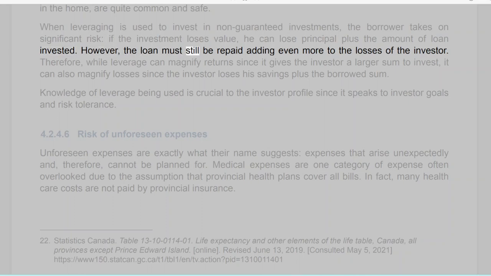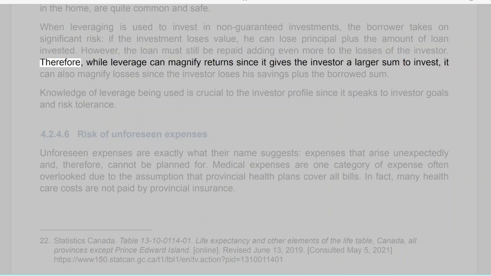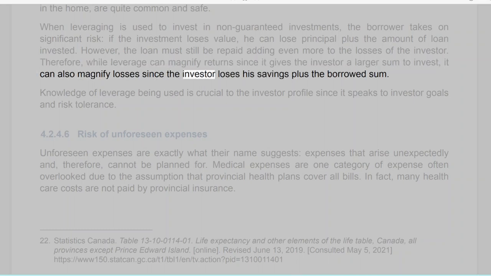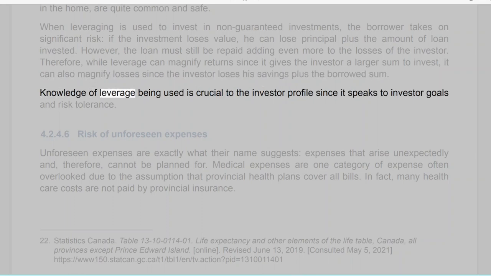However, the loan must still be repaid, adding even more to the losses of the investor. Therefore, while leverage can magnify returns since it gives the investor a larger sum to invest, it can also magnify losses since the investor loses his savings plus the borrowed sum. Knowledge of leverage being used is crucial to the investor profile since it speaks to investor goals and risk tolerance.